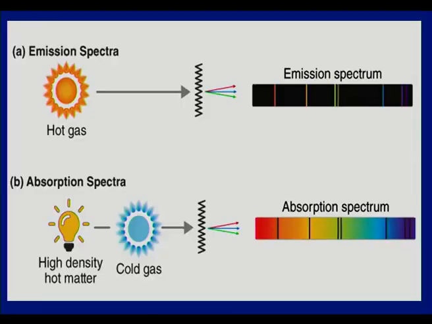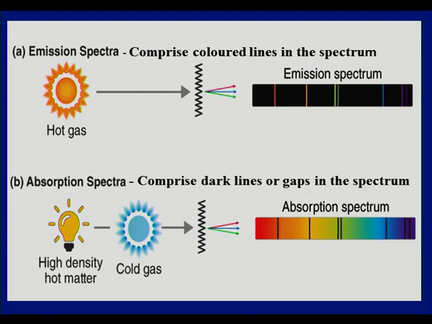Children, here you can observe the visible spectrum can be divided into two types, that is emission spectrum and absorption spectrum. In the case of emission spectra, it comprises colored lines on a dark background. When the emitted radiations are collected on a photographic plate, you find this kind of emission spectrum. In this emission spectrum, the background is black, and the visible colored lines can be noticed. Children, when do you get the absorption spectra?